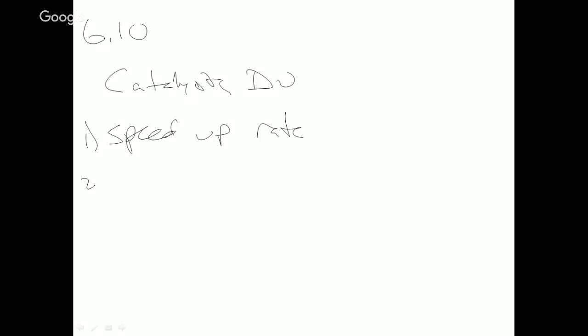All right, finally, 6.10 has to do with catalysts. All I'm going to do is tell you a few things. What do catalysts do and what they do not? They speed up the rate. They lower the energy barrier. By lowering the activation energy, a kinetic term, they speed up the rate.